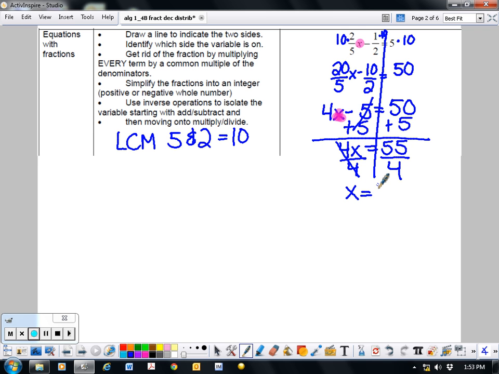In fact, I prefer you not turn it into a mixed number, because if I have to plug this into something else, it's easier to leave as an improper fraction. And this improper fraction cannot be reduced, so that would be my answer.